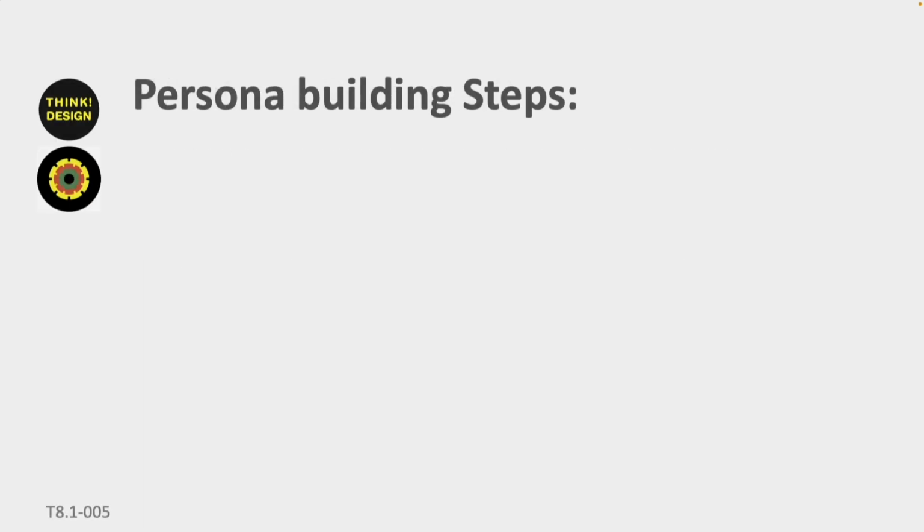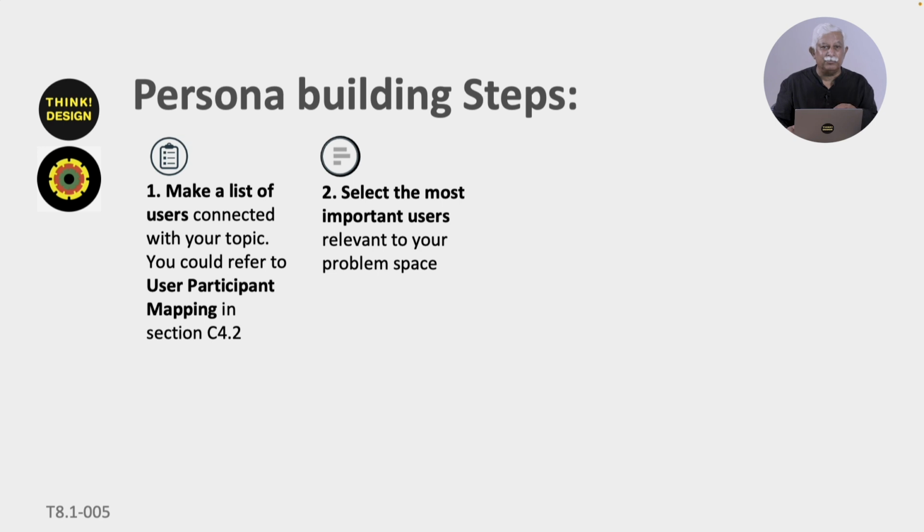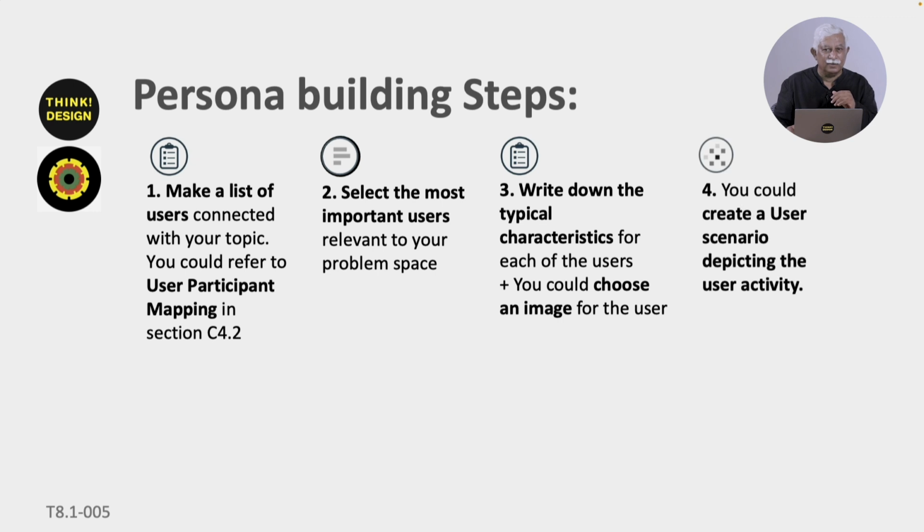Let us look at the steps in creating or building a persona. First, make a list of the users connected with your topic. You could refer to week 4 of user participant mapping. Select the most important users relevant to your problem space. Write down the typical characteristics for each of the users. You could also choose an image or sketch the user. You could also create a user scenario or story depicting the different steps of the user activity.